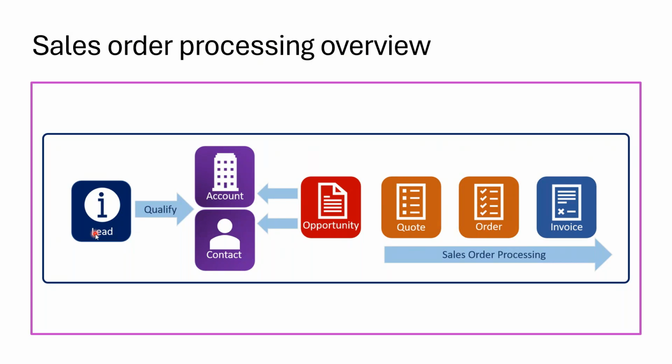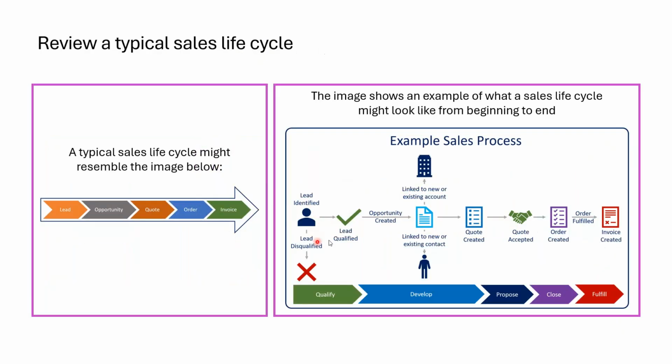This is the very basic process which is given by Microsoft here. The same example was shown like this. A lead will be there, then a lead can be qualified or disqualified. If it is disqualified, it will end right here. If it is qualified, an opportunity will be created. If there is any existing account or contact which can be linked, you can link it, or we can create a new record as well.